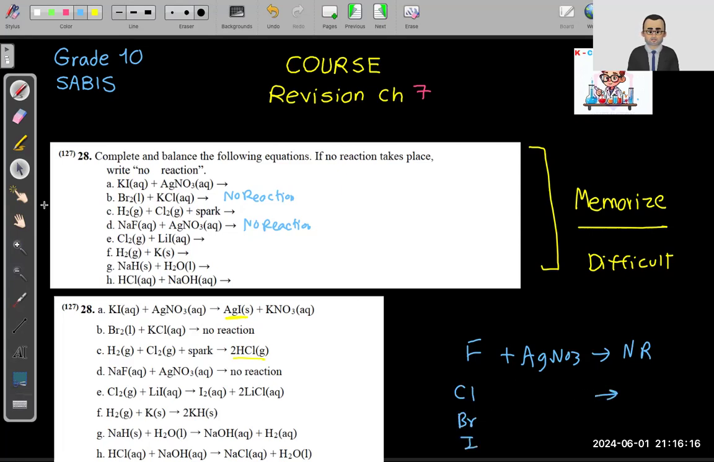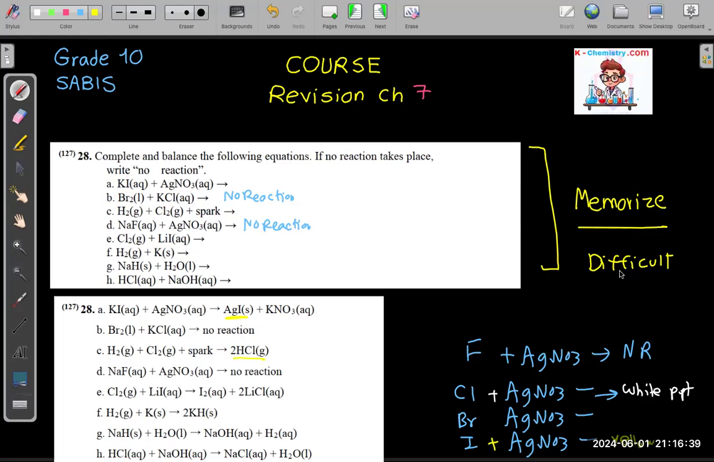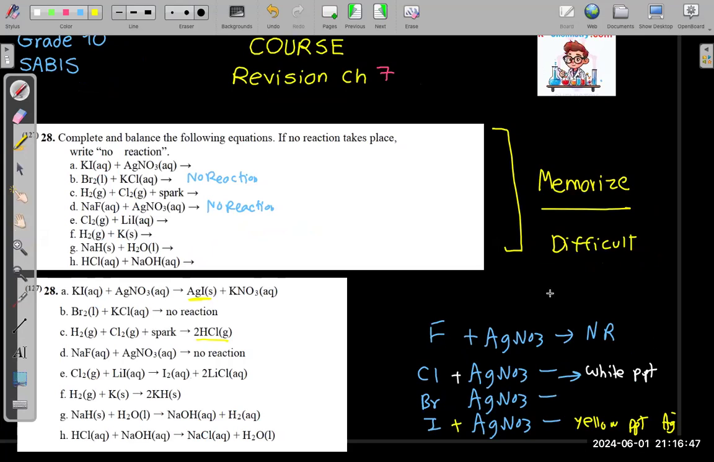What was the product in every one? The first one formed a white precipitate. The second one formed a creamy precipitate. The third one formed a yellow precipitate. So first one formed what? Chloride with silver nitrate, white precipitate. The last one formed a yellow precipitate. What is the name of the precipitate, Mister? It's called AgI. This one is called AgCl. And here is creamy. That's AgBr.